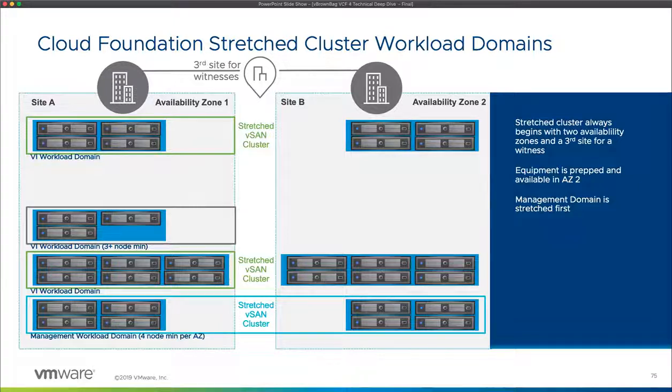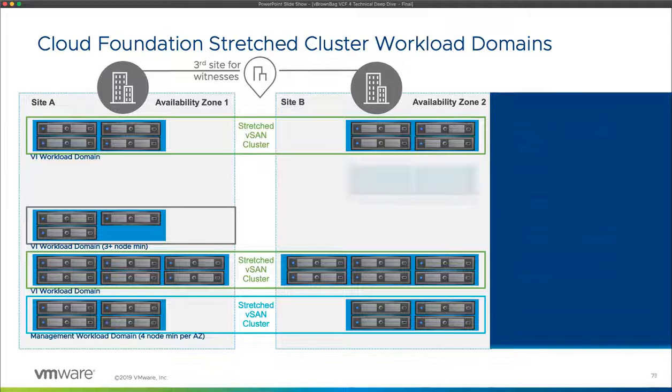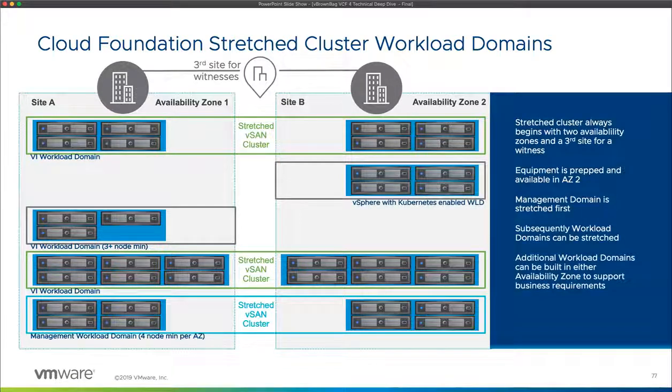So once our management domain has been stretched, we can go ahead and stretch additional workload domains. If we decide that what I'll call workload domain 3, or the one in the middle on the left, we decided that one we didn't want any resiliency for. Maybe that was a VDI pool, and in that case they're going to just deploy another VDI workload domain in availability zone 2, just so that way they could fail over in other ways. Or maybe they want to deploy a vSphere with Kubernetes enabled workload domain just in availability zone 2. This is all a capability when you have that stretched cluster availability between those sites.